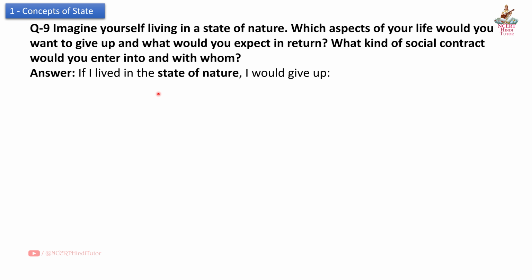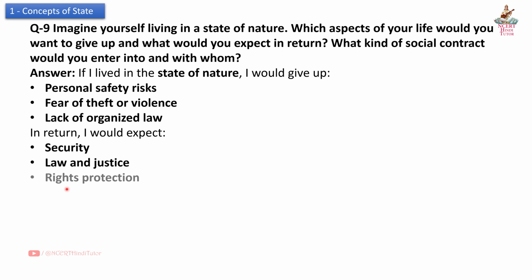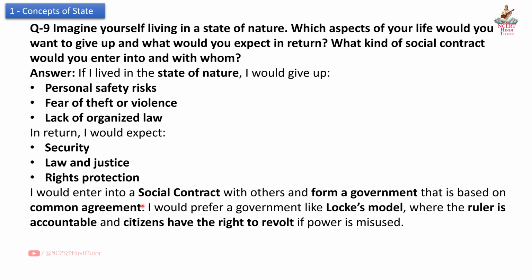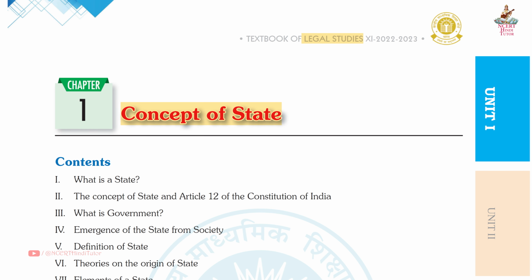Answer. If I lived in the state of nature, I would give up personal safety risks, fear of theft or violence, lack of organized law. In return, I would expect security, law and justice, rights protection. I would enter into a social contract with others and form a government that is based on common agreement. I would prefer a government like Locke's model, where the ruler is accountable and citizens have the right to revolt if power is misused. So friends, we have completed all the question answers from chapter 1, concept of state.